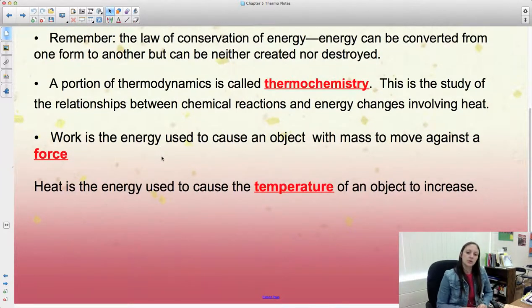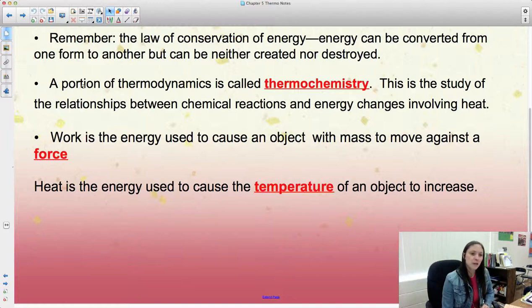Let's look at what work is. Work is the energy used to cause an object with mass to move against a certain force. So how much work it takes to do something is how much energy it takes to move something against a certain force. Energy is defined as either work or heat. So there's the work, here's the heat. Heat is the energy used to cause the temperature of an object to increase.